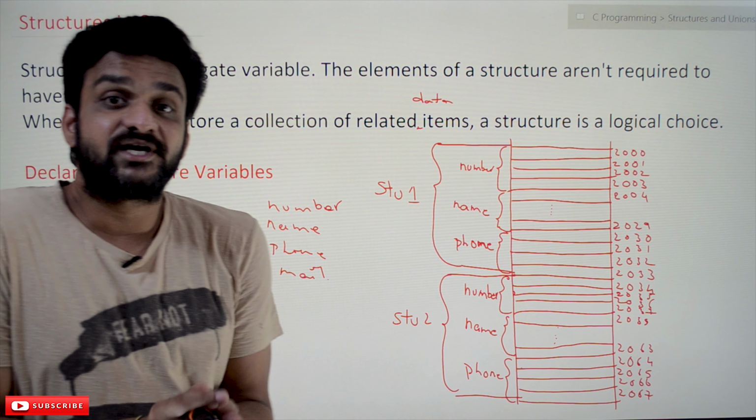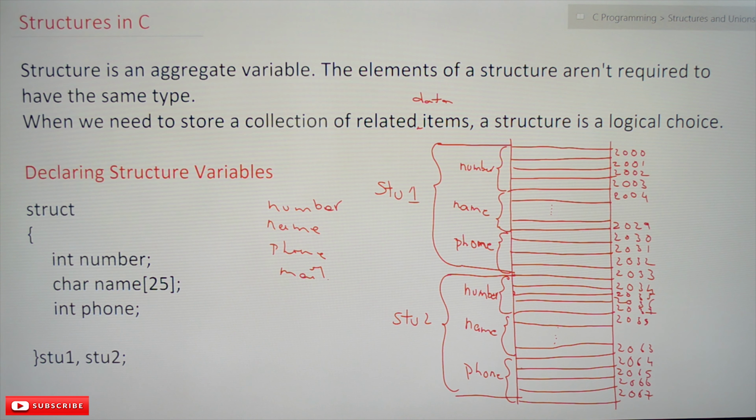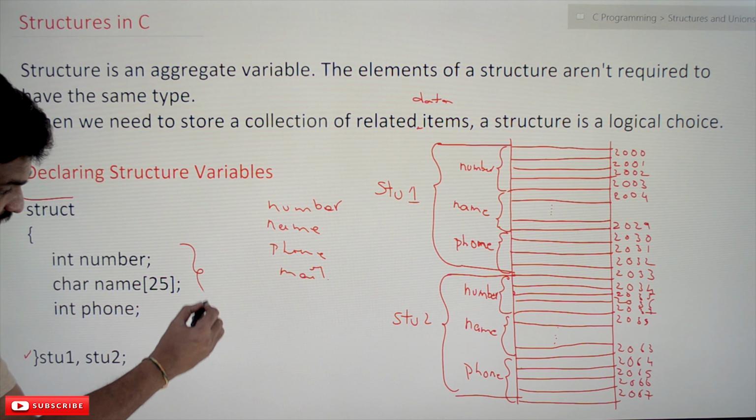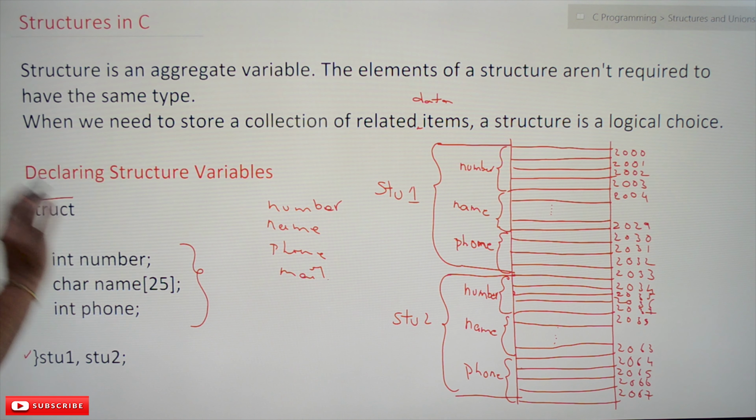So let's try to understand how to declare a structure variable. Declaring a structure variable: struct is the keyword. This keyword defines that this is a structure. The structure starts with an open curly brace and ends with a closed curly brace. Within those open and closed curly braces, we are going to have the data items of that structure.